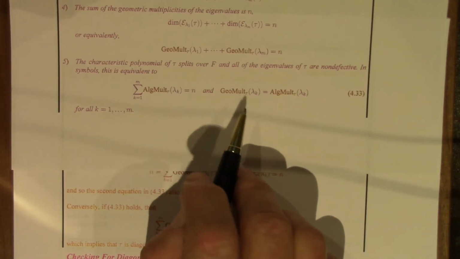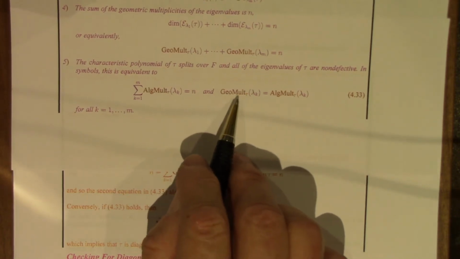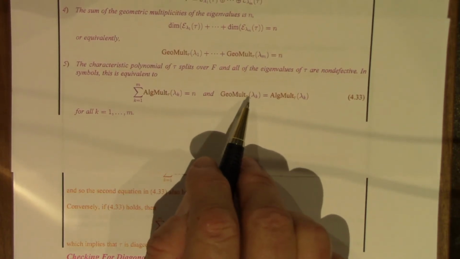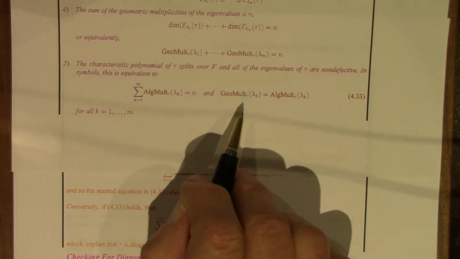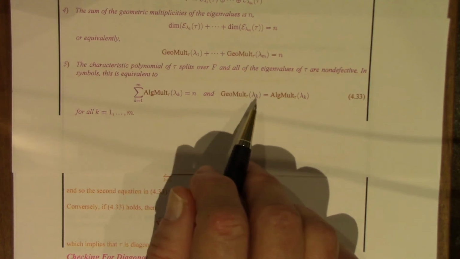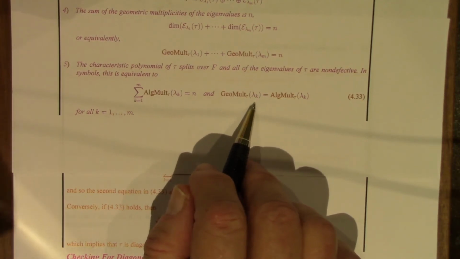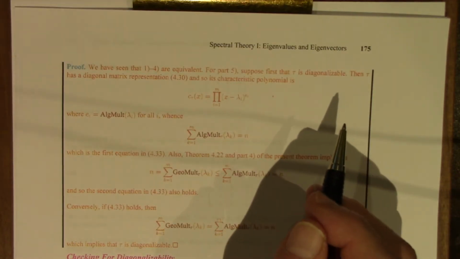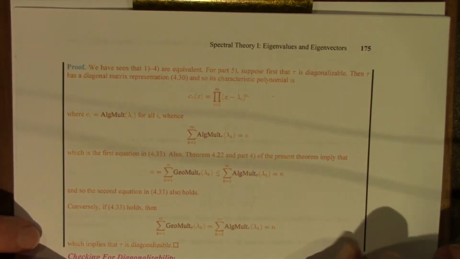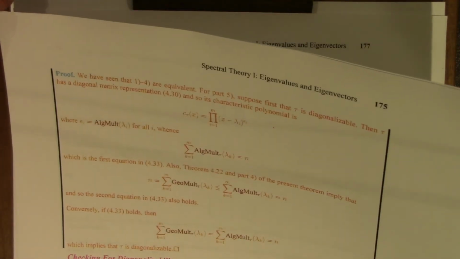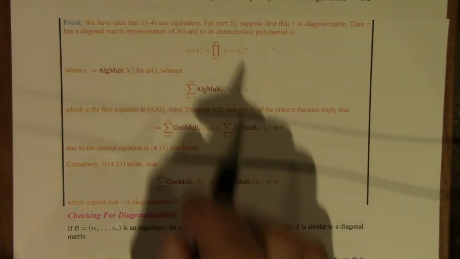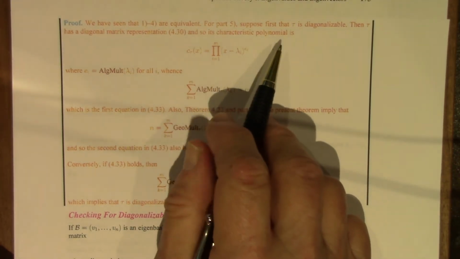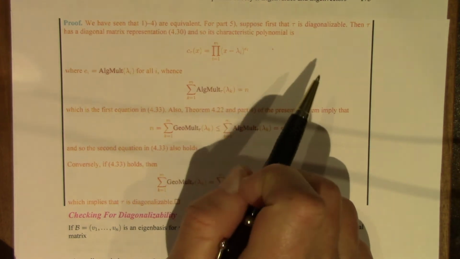We discussed last time that the geometric multiplicity is always less than or equal to the algebraic multiplicity. And when it is strictly less, we say that the eigenvalue is defective. So we've already discussed the fact that 1 through 4 are equivalent. For part 5, suppose first that tau is diagonalizable.